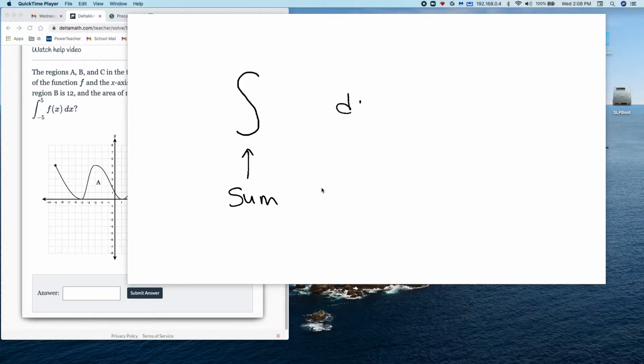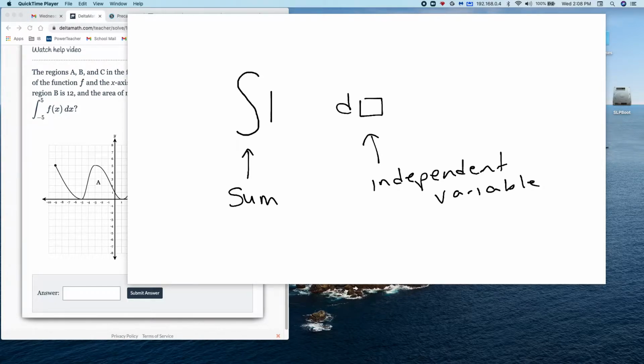The d-whatever at the end just represents the independent variable. Mainly that's going to be t, or it's going to be x, one of those types of things usually when we do it. The other thing you're going to get is some sort of a function in here, some sort of a curve.